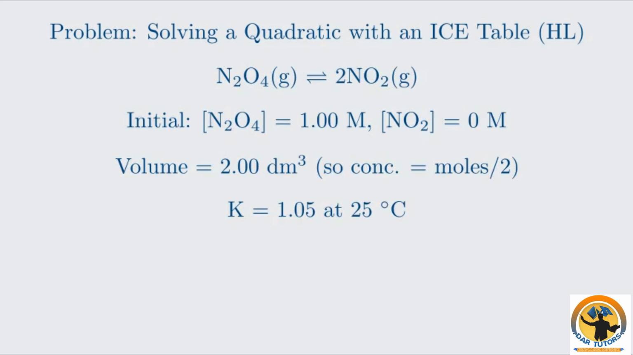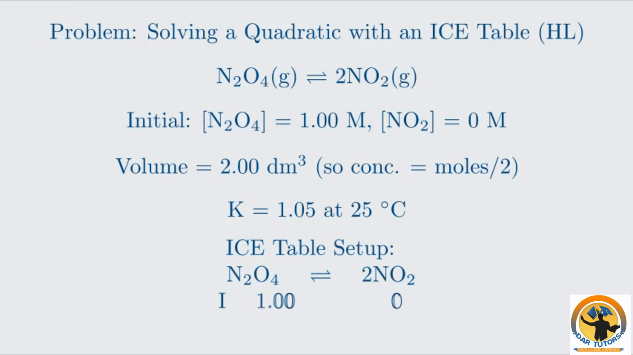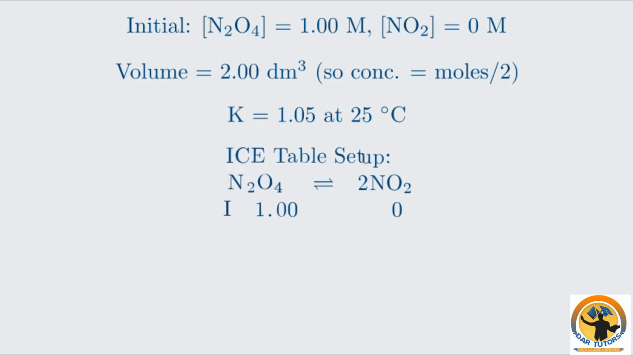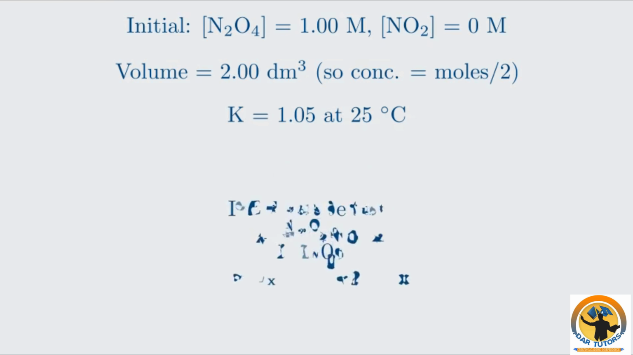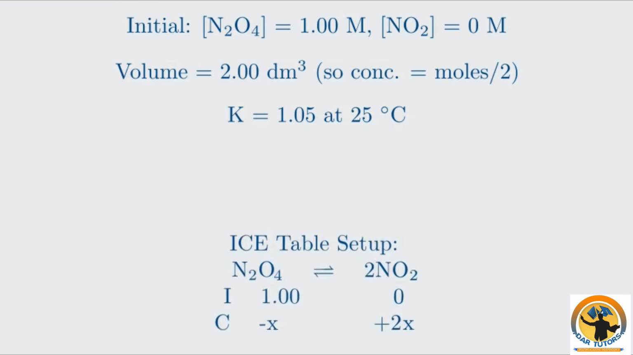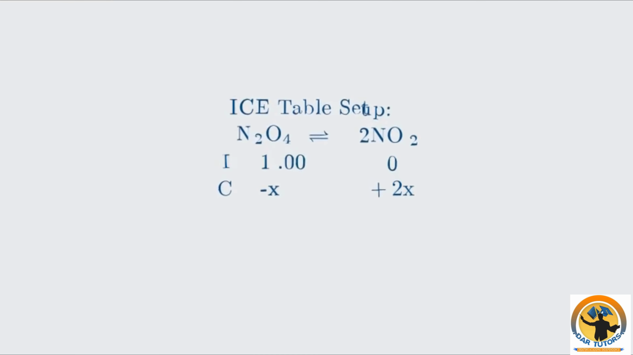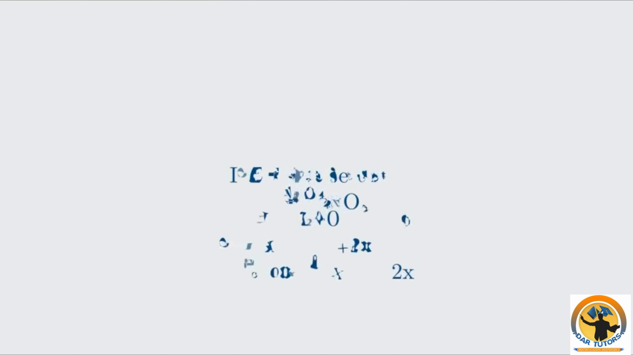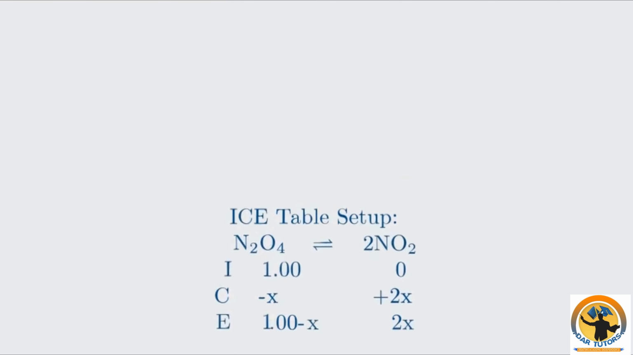Let's say we start with 2.0 moles of N2O4 in a 2.0 cubic decimeter vessel. We want to find the equilibrium concentrations. Our ICE table: the initial concentration of N2O4 is 2.0 moles divided by 2.0 dm^3, which is 1.0 mol dm^-3. For the change, we'll lose x of N2O4 and gain plus 2x of NO2, giving us equilibrium concentrations of 1 minus x for N2O4 and 2x for NO2.